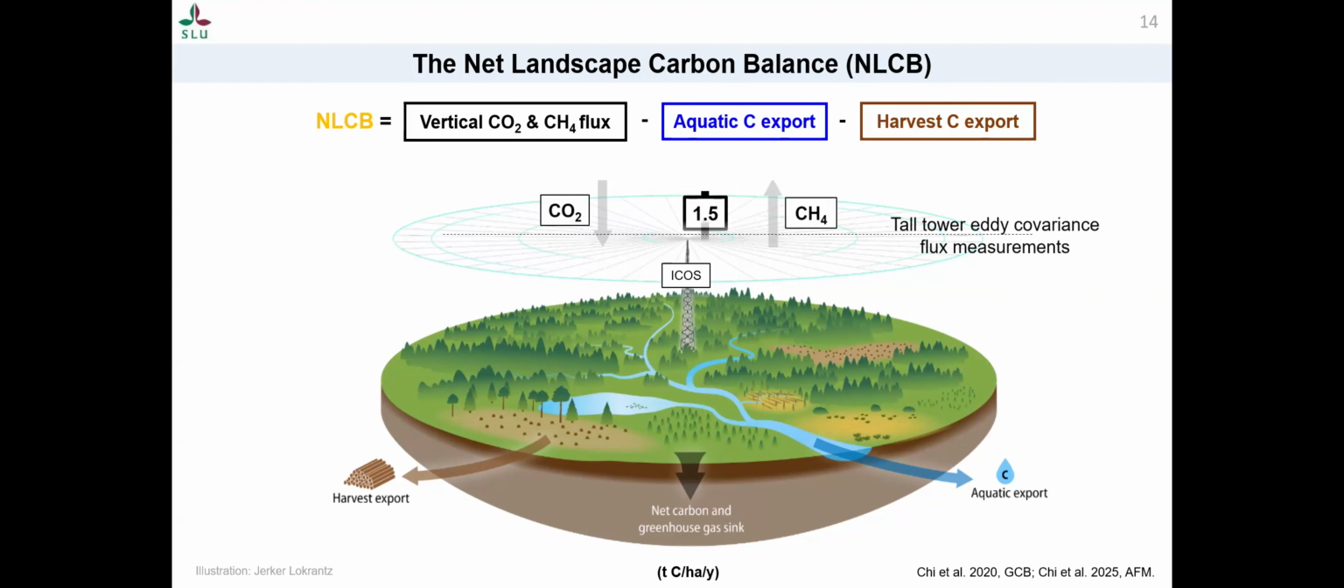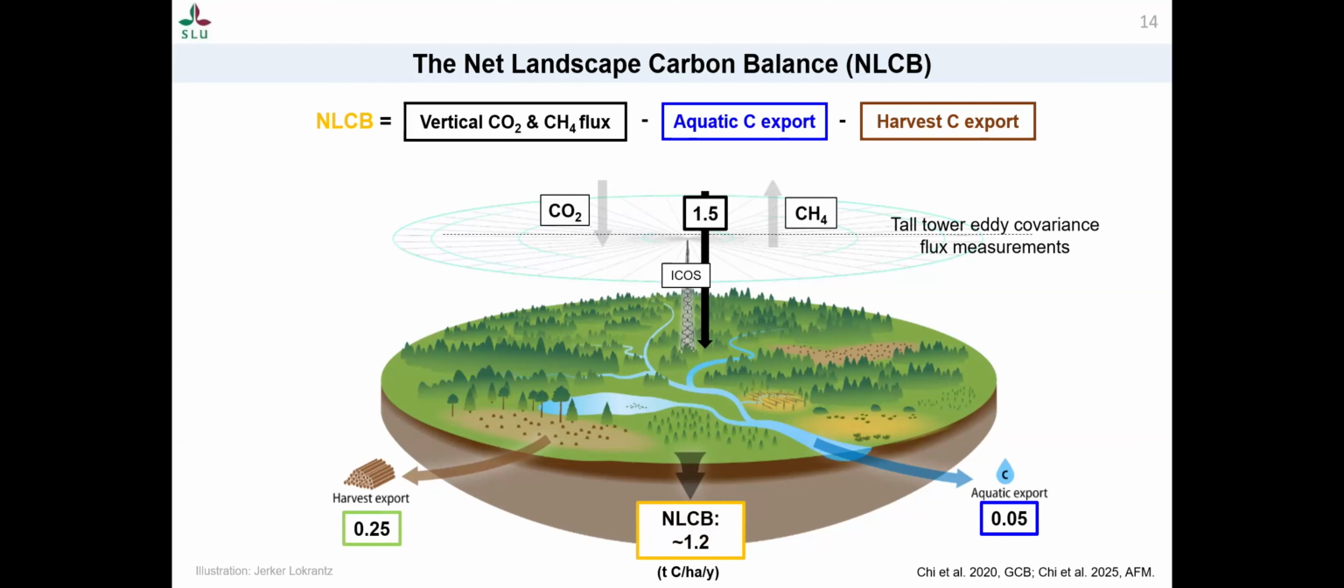And from our tall tower eddy-covariance measurements of CO2 and methane over multiple years, we know that we have about 1.5 tons of carbon. Now I'm switching to the units of tons carbon per hectare per year. So we have an uptake. And if we consider the loss of aquatic carbon and carbon via the harvest export, then we find that this managed boreal forest landscape in the end provides a net sink of 1.2 tons of carbon per hectare per year.